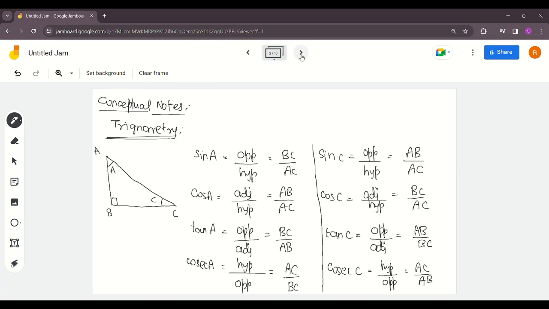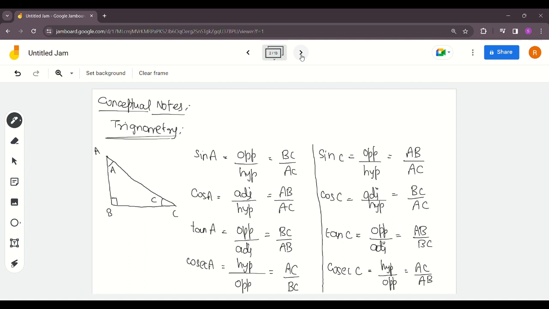Conceptual notes, trigonometry. Please remember that it is a three-sided measurement, because tri represents 3 and metry represents metrics. Metrics means side. So three-sided measurements, and it is valid only for a right angle triangle. Please note that trigonometry is applicable only in case of a right angle triangle. If it is any other triangle apart from a right angle, then it is not applicable.